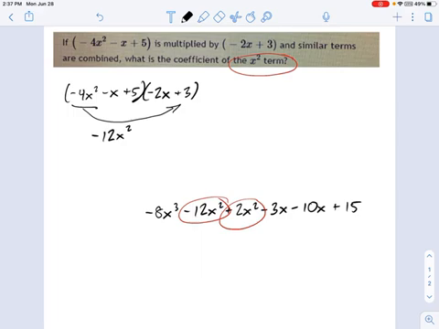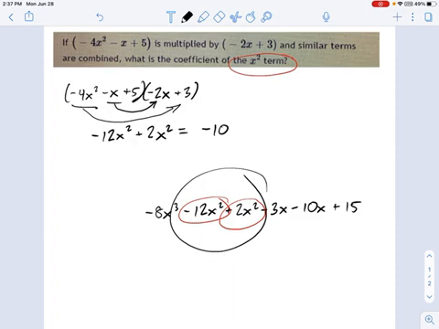And another way to get an x squared term is this right here, an x times an x. And that'll be positive 2x squared. And you see those terms right here. Everything else you can ignore because they're not asking for it. So I just combine these two together and I get negative 10x squared. So the coefficient, remember the coefficient is going to be negative 10. Okay, and that's your answer.